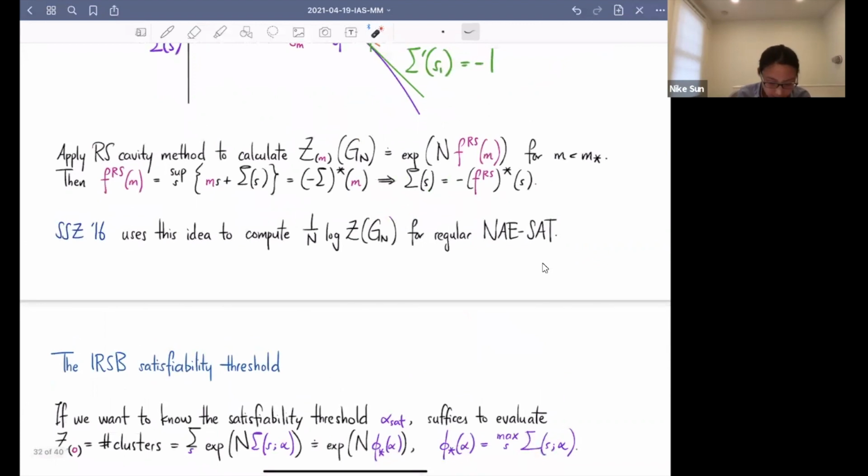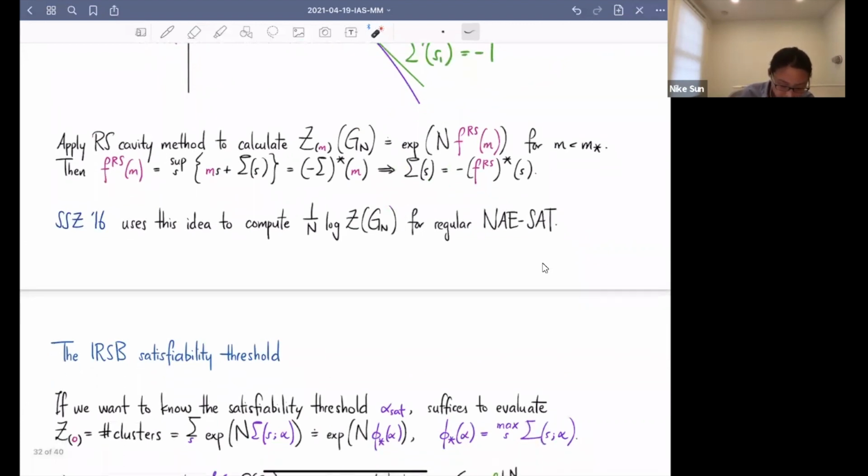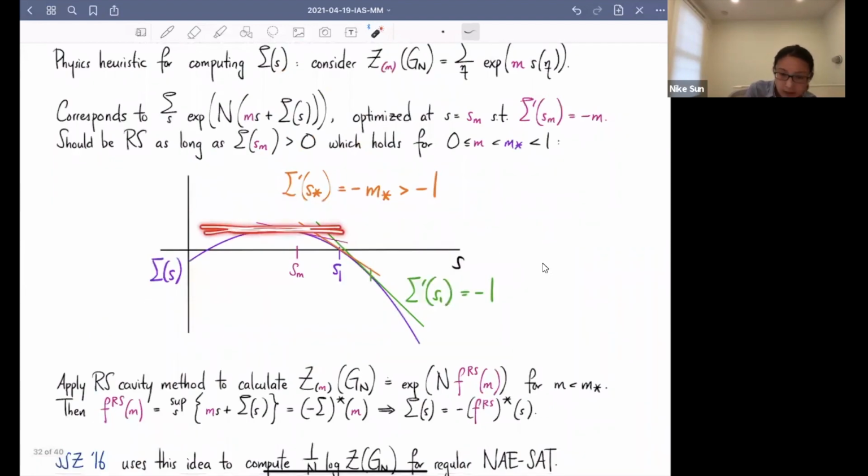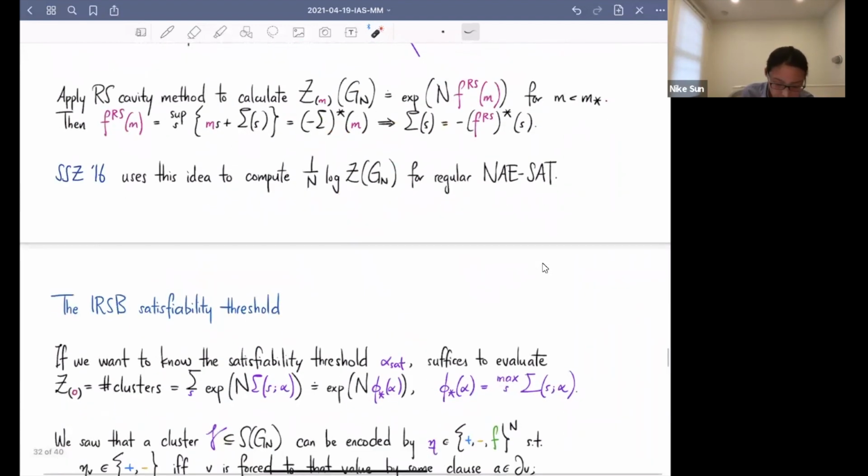In that case, it's enough to evaluate just Z0, corresponding to just the maximum point here, which is just the total number of clusters. It corresponds to the maximum of this function sigma, and I'm going to call it phi star. So phi star is just the maximum of sigma.